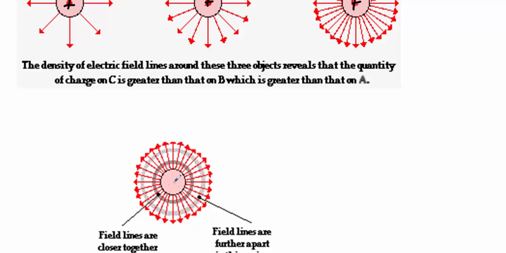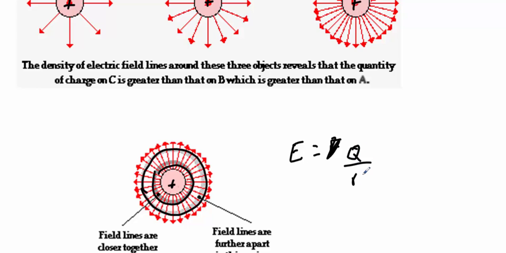Okay? If we have this charged object here, the electric field in close is stronger than the electric field further away. And the reason for that, well, there's not any more field lines out here, but it does have to cover a greater area, which means these field lines are more spread out than they are when they're close, which follows the equation E equals kQ over r squared. Since we're further away, the electric field is smaller.